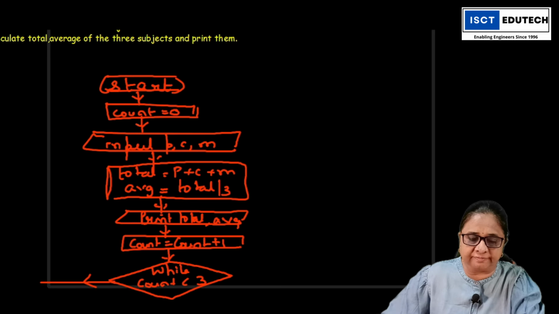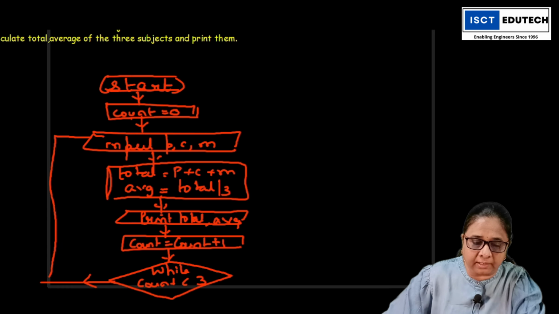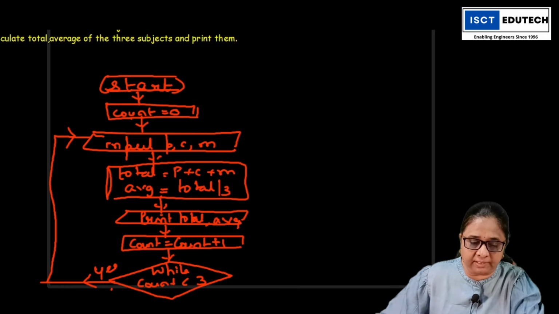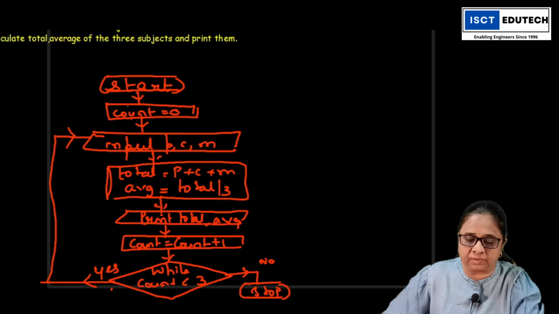If it is yes, where should it go back? It should go back to this input part. It has to go and take the input of the second student. So if it is yes, go back. If it is no, you can say stop. Let's understand how this works.